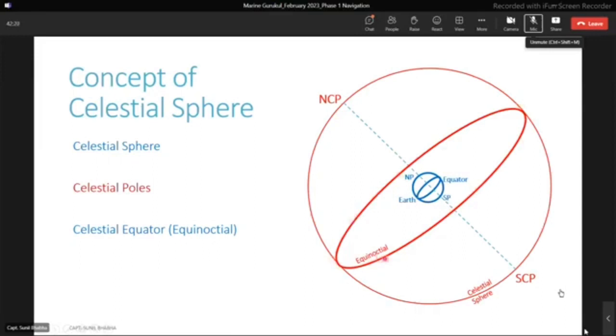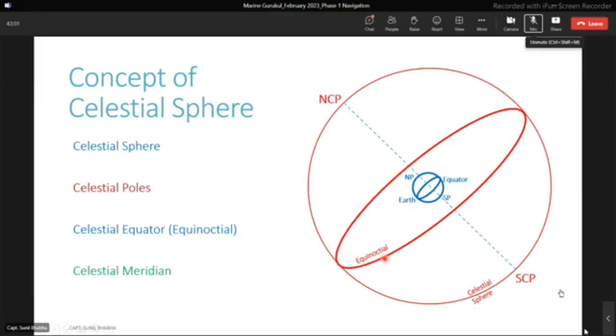So we have the equinoctial in the diagram, we have the north celestial pole and the south celestial pole in our diagram. These are used as reference points to specify the position of any celestial body on the celestial sphere. Now, how do we use it as references? This is also very similar to what we do on Earth. On Earth, we represent a position using its latitude and longitude.